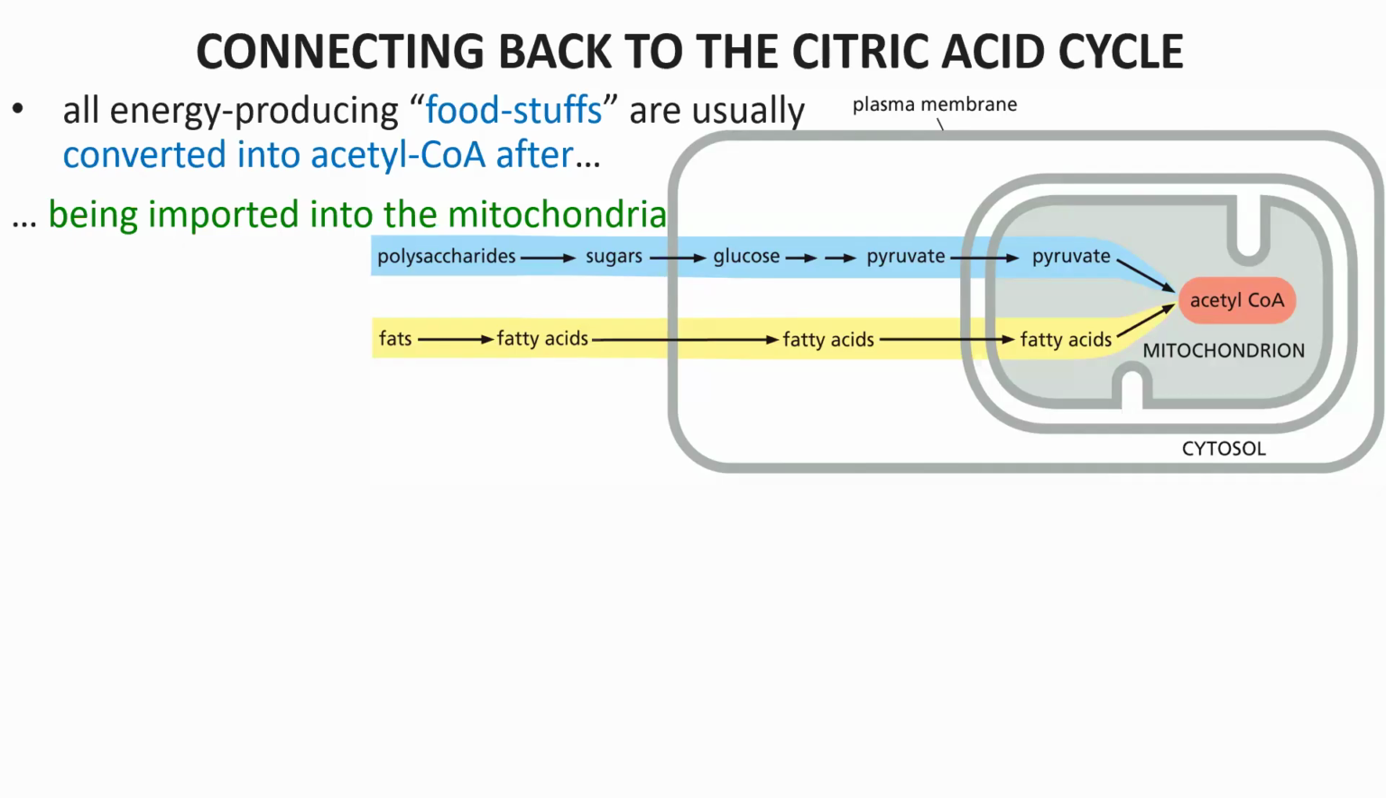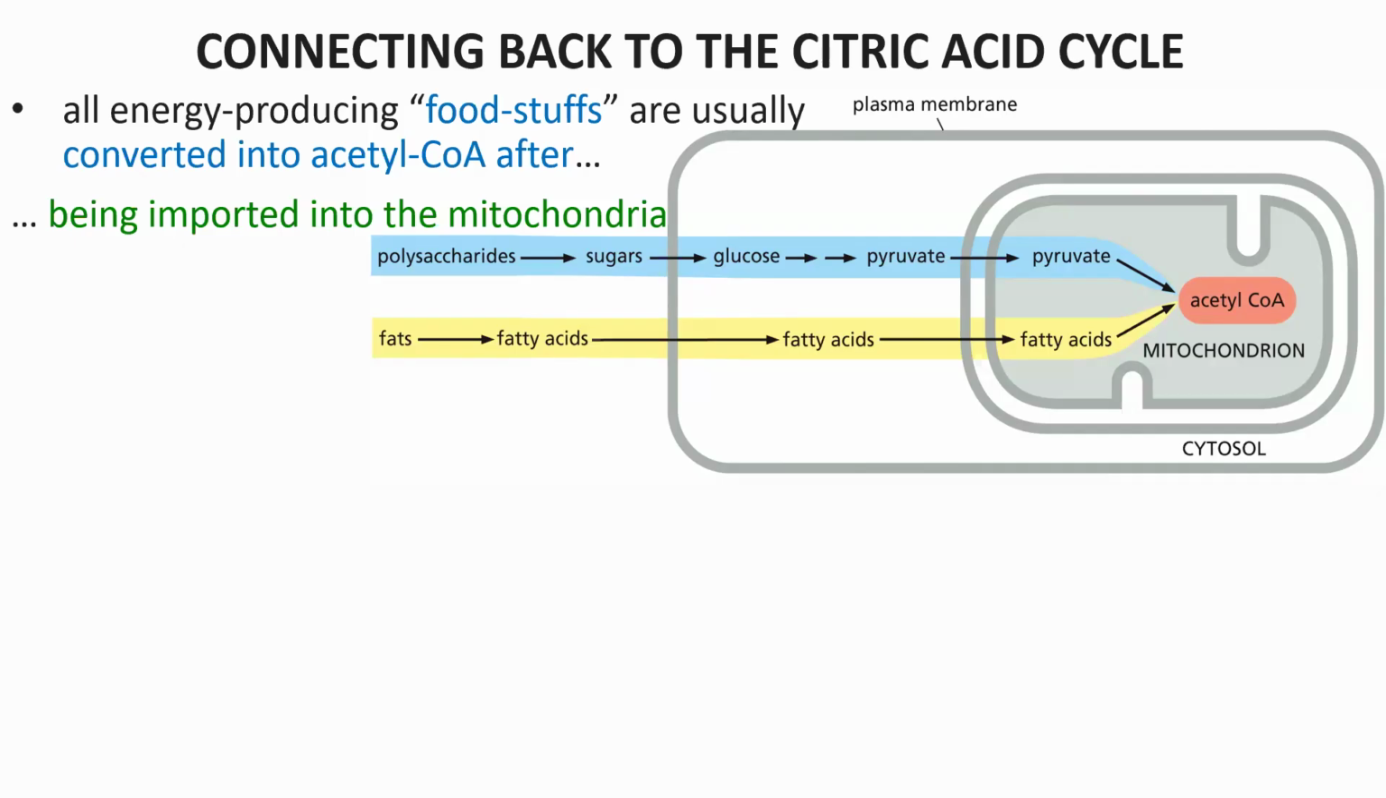Same kind of thing's going to happen with the carbon backbone of a lot of amino acids. They'll be digested in the digestive system down into individual amino acids. And then individual amino acids will be broken down into their carbon skeletons in the cytosol. And then those will be transported into the mitochondria to be converted into acetyl-CoA. So acetyl-CoA is made from 3 of the 4 macromolecules. It's made from fats, from sugars, and from amino acids, from proteins.